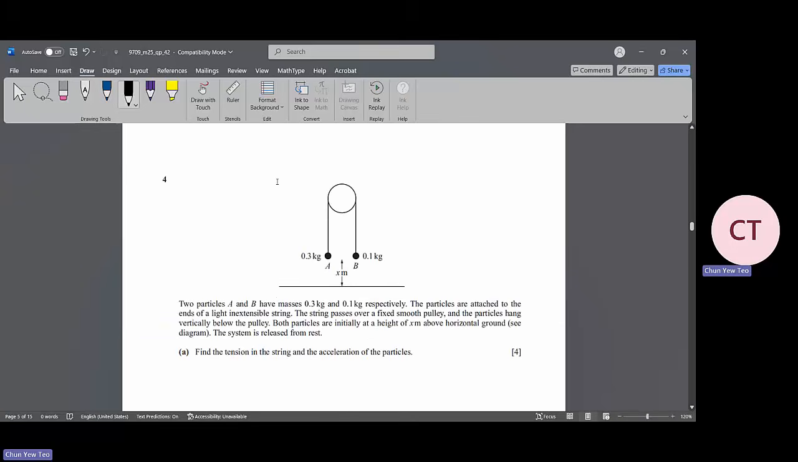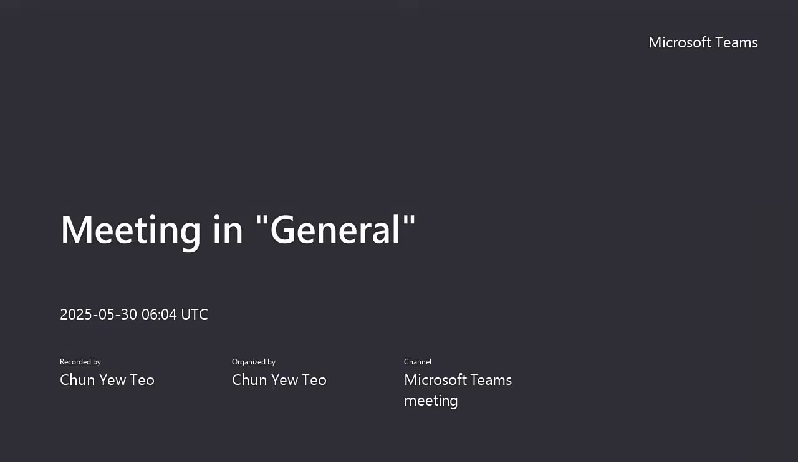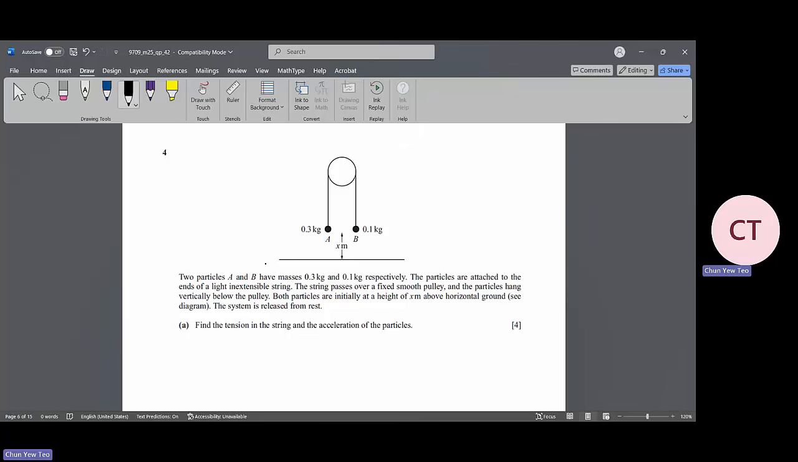So now we move on to question number 4. We have a diagram over here. Two particles A and B have masses of 0.3 kg and 0.1 kg respectively. The particles are attached to the ends of a light inextensible string. The string passes over a smooth pulley and the particles hang vertically below the pulley. Both particles are initially at a height of x meters above the horizontal ground. The system is released from rest. Find the tension in the string and the acceleration of the particles.